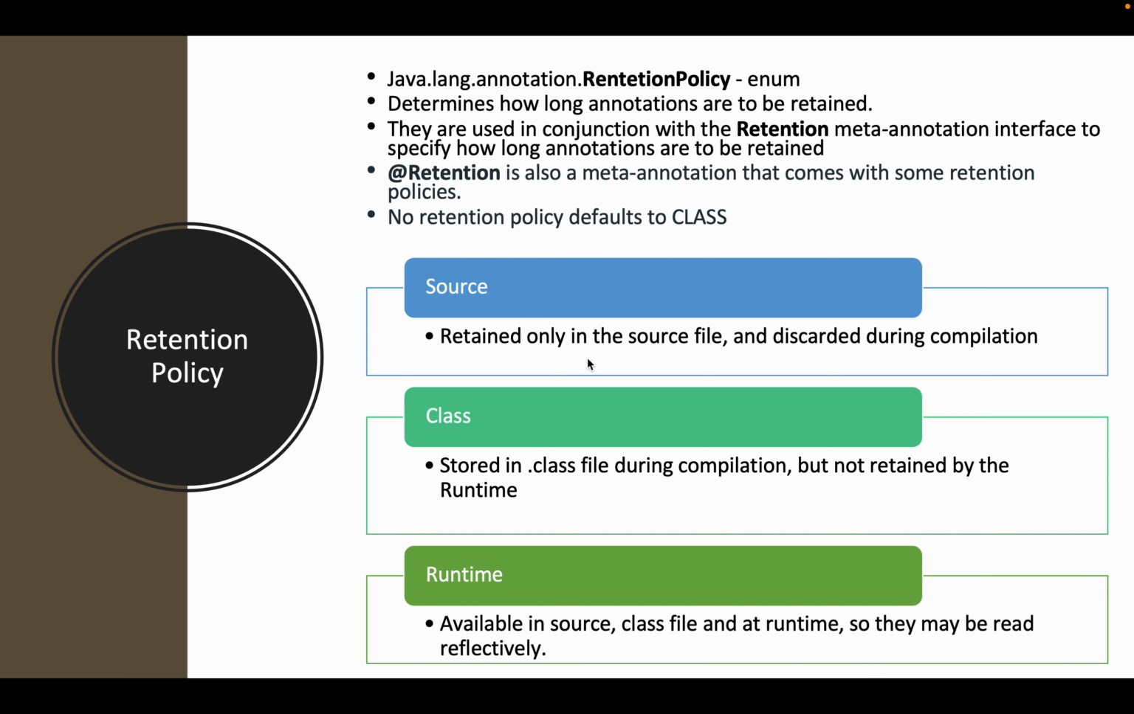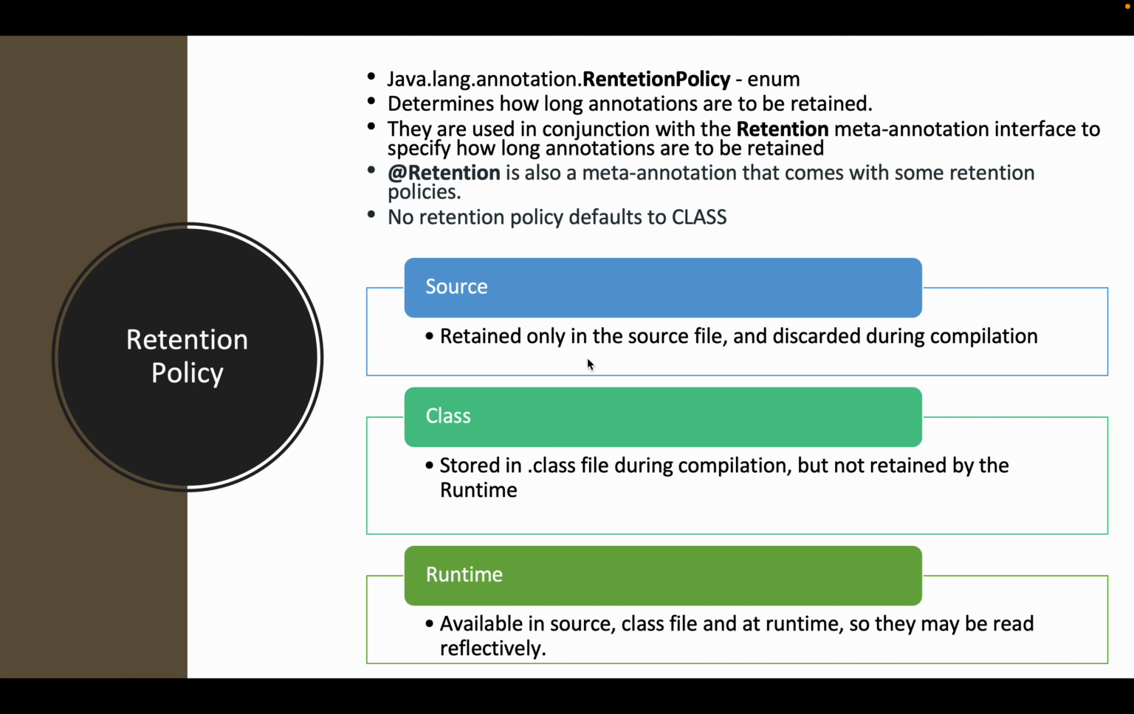For retention policy, we have three constants: source, class, and runtime. If it's source, it means the annotation is only retained in the source file, and it is discarded during compilation. You can normally use this when you want to enforce certain behavior or for some other compile time checks. Then we have another retention policy, which is class, which means the annotation will pass the compilation, so it will exist in the class file, but is not retained by the runtime.